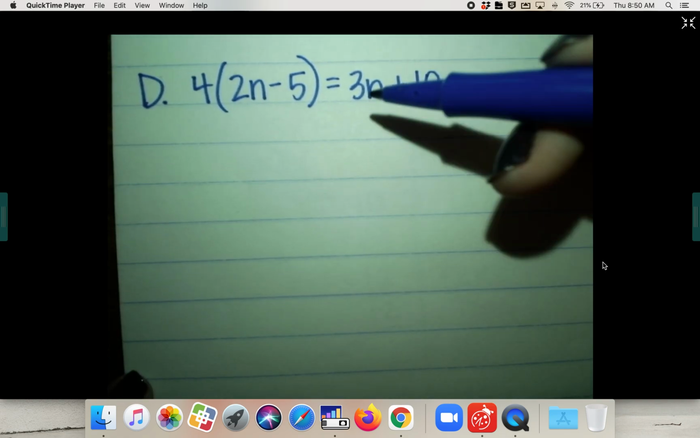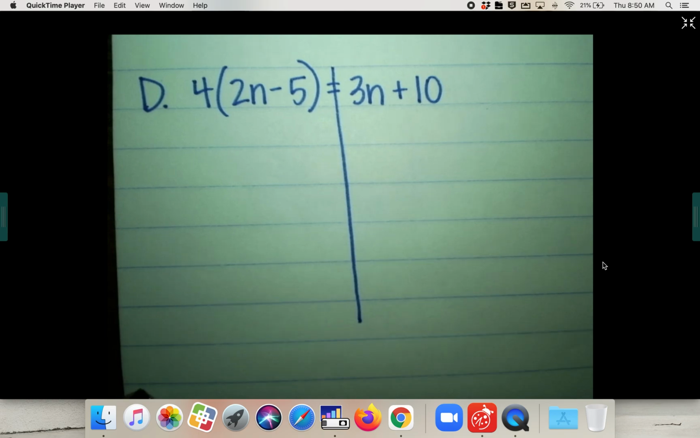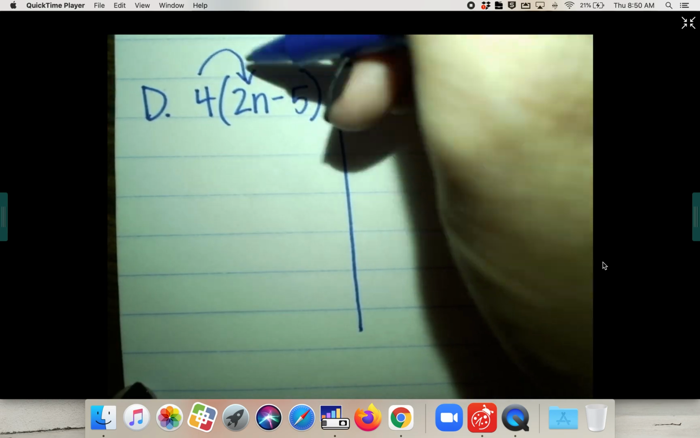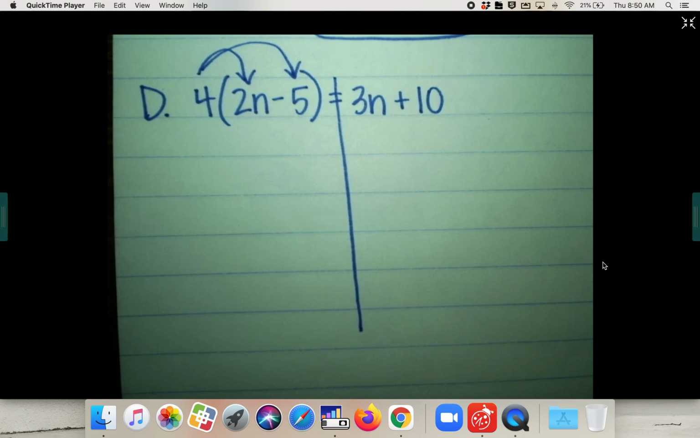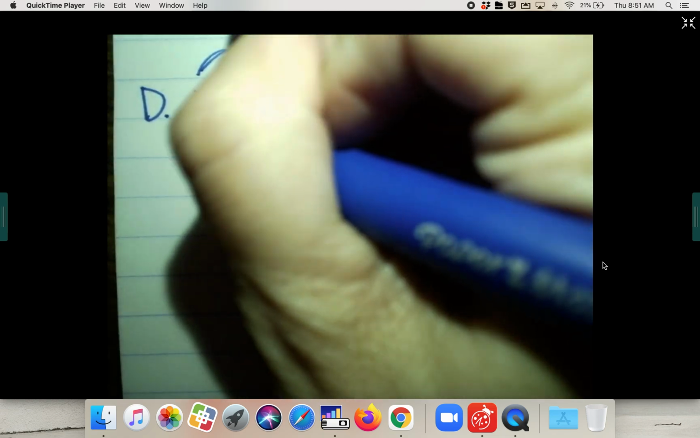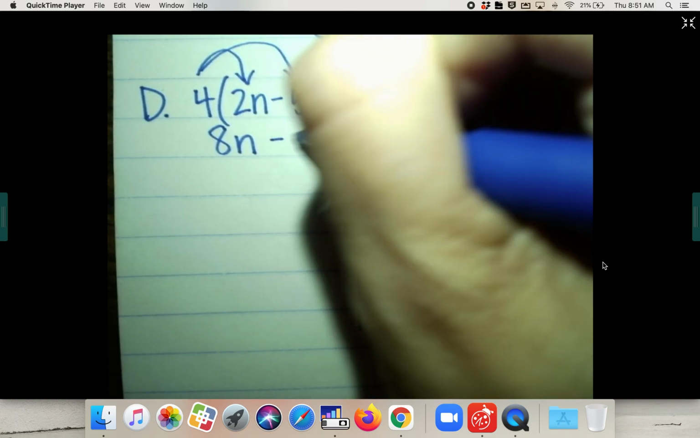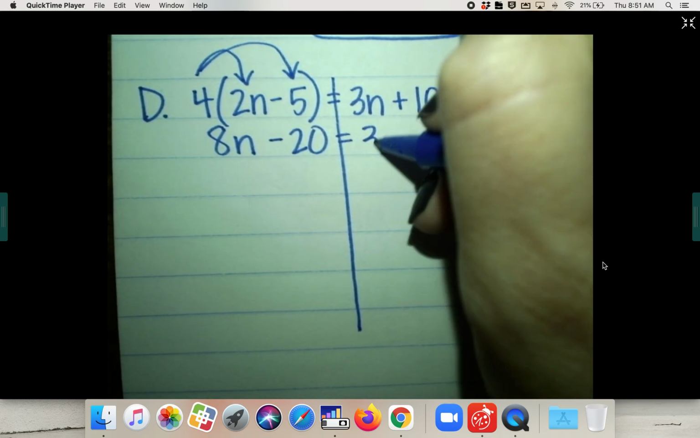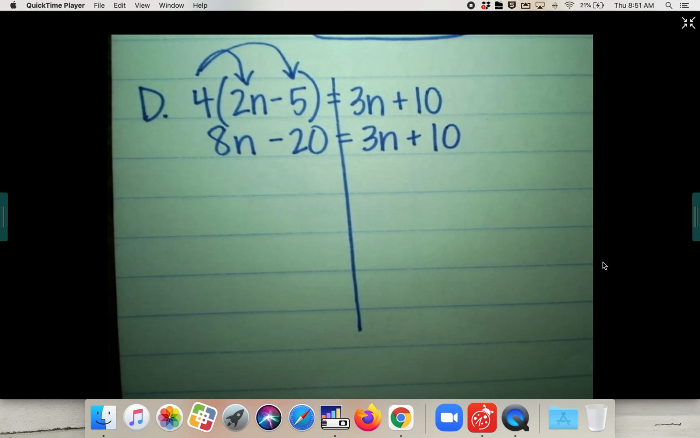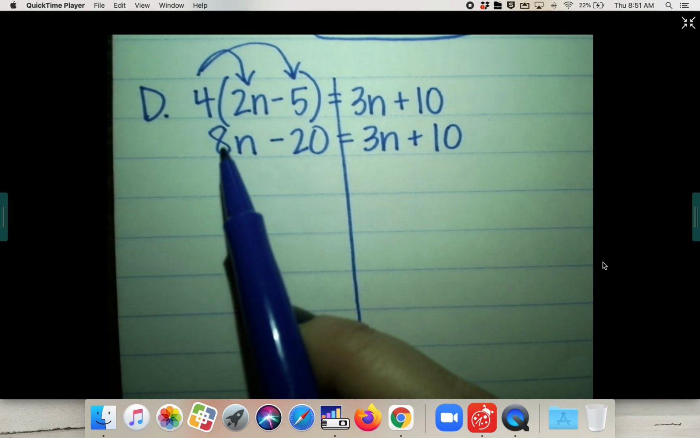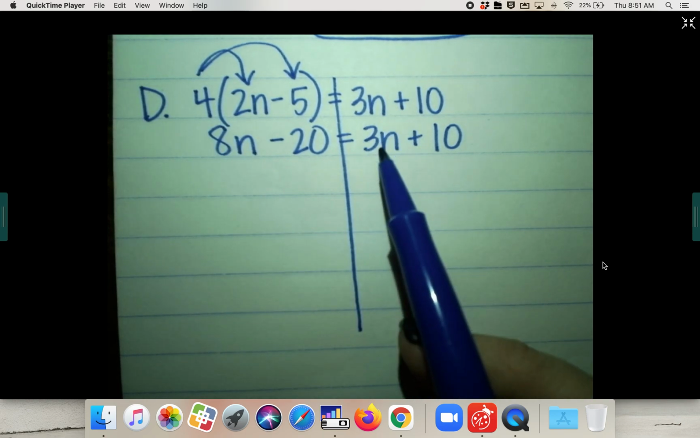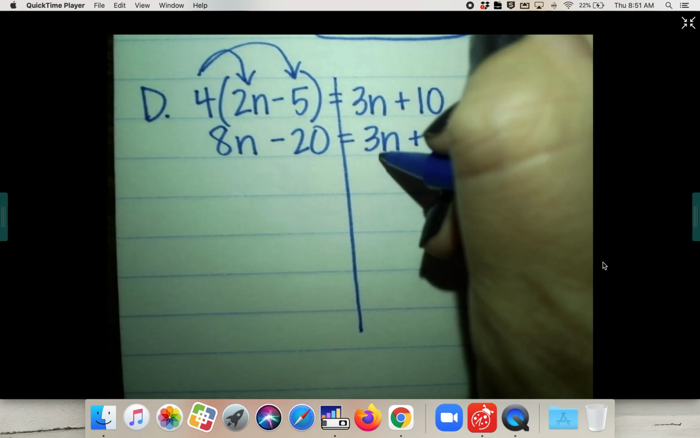All right, at least even if there's not a lot of D's, this will be pretty quick because this is not a difficult one. We want to distribute the 4 first. So we've got 4 times 2n, 8n. 4 times negative 5, negative 20. So it looks like minus 20. Bring down your 3n plus 10. Those are not like terms, so we're not going to combine them over there. We got to move a variable next. We can either move this 8n by subtracting it or move this 3n. Let's move the 3n. I don't want to subtract 8, we'll get a negative.